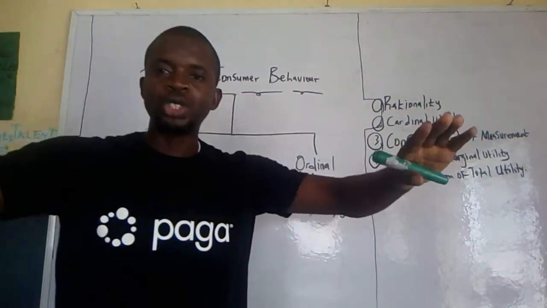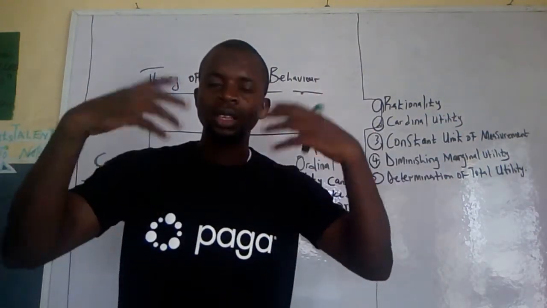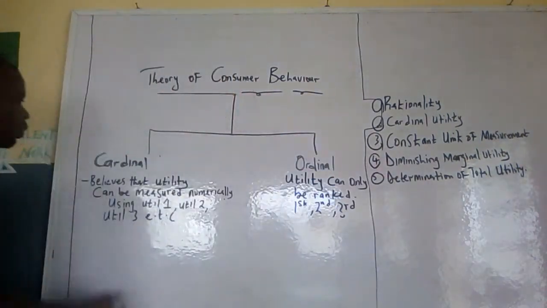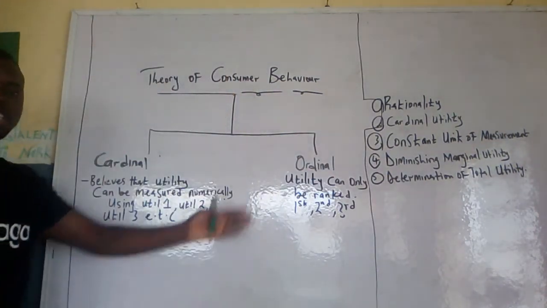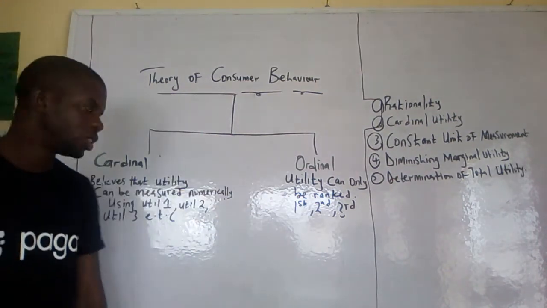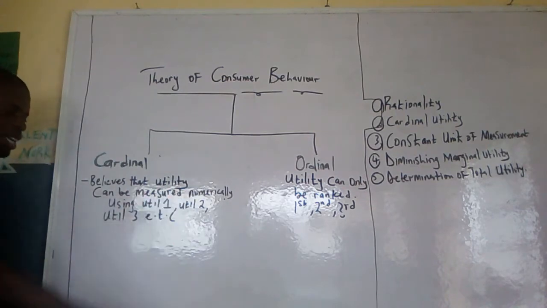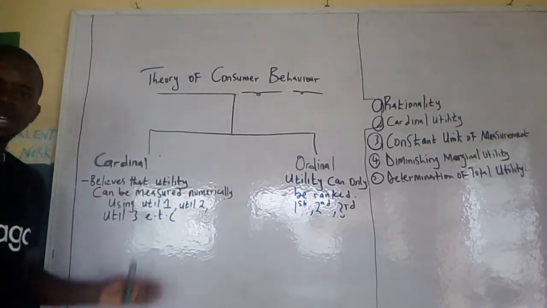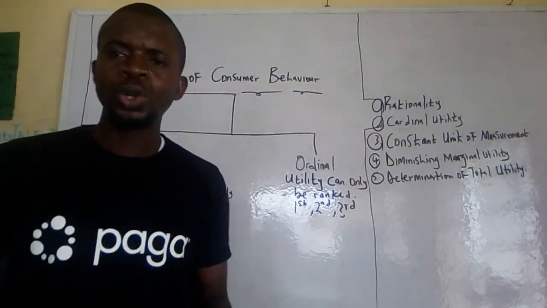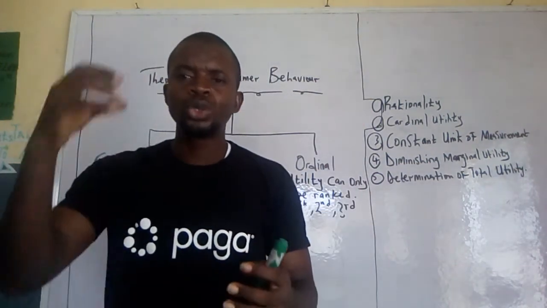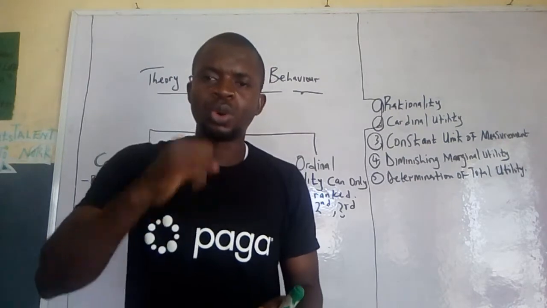Now, there are two approaches in measuring satisfaction, in measuring utility. The first one is the cardinal approach, then we have the ordinal approach. The cardinal approach believes that utility can be measured numerically using UT. Cardinal approach believes that you can attach value to the satisfaction you get from consumption.